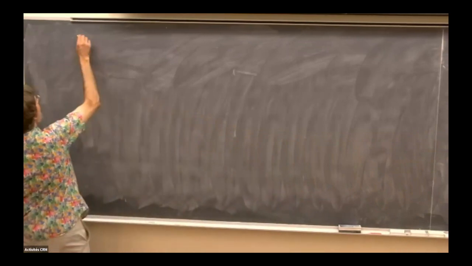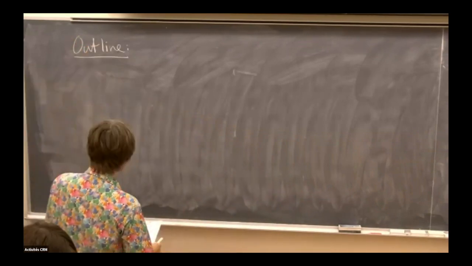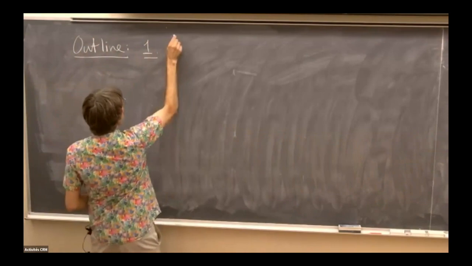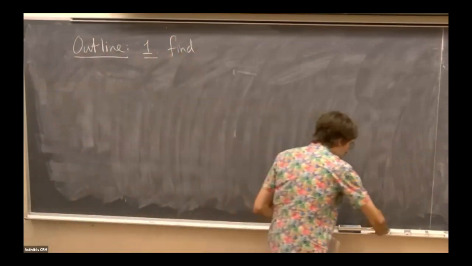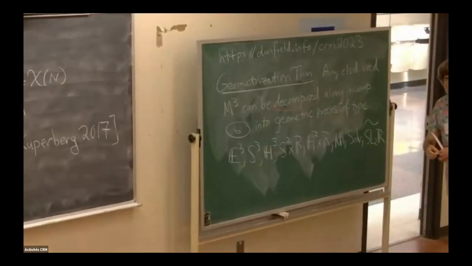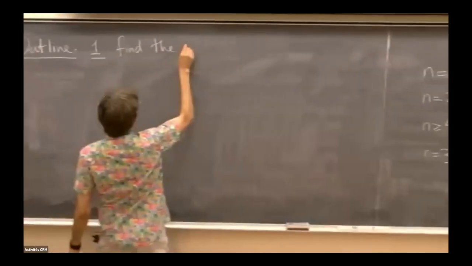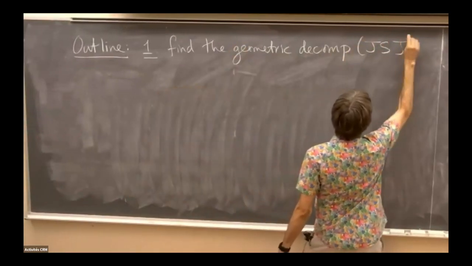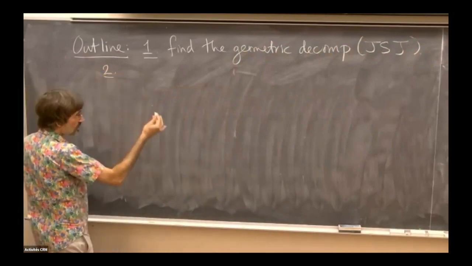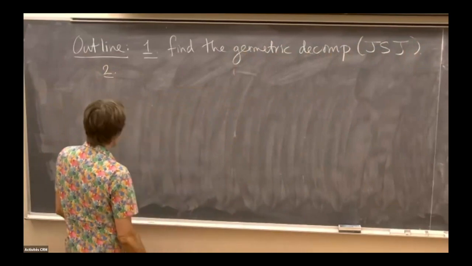Okay, what is the input there? So, kind of the broadest outline. How do you understand this? The first step is we have to find the decomposition in the statement of the geometrization theorem. So the first step is to find the geometric decomposition. This is the JSJ decomposition, which is a purely topological thing. It was in fact done prior to the proof of geometrization.